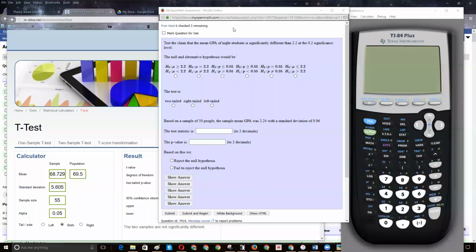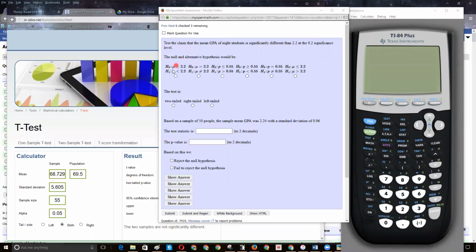So for this problem, I'm saying, let's see, test the claim that the mean GPA of night students is significantly different from 2.2 at the 2.2% level, significance level. That's a fairly large significance level. Must be one of the random computer generated ones. But anyway, I know I'm dealing with means, sample means.